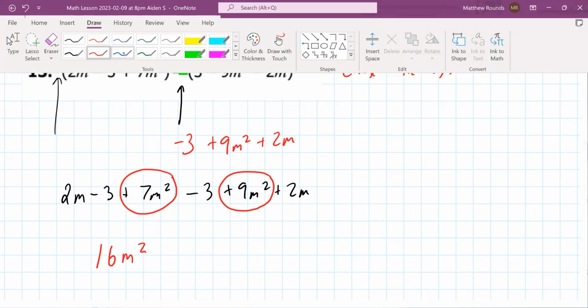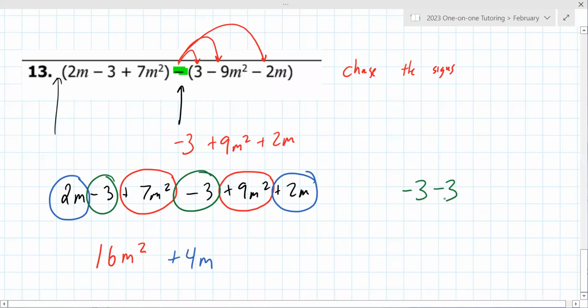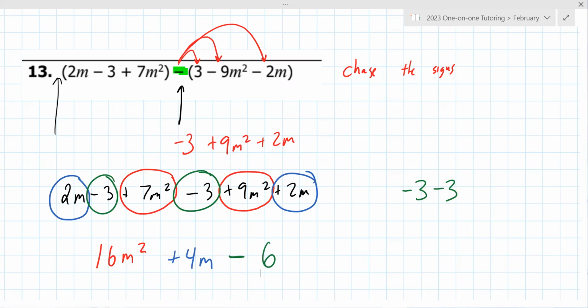Okay. Now you look for the terms with just the power of m, 2m and 2m. That's 4m, good. Then -3, -3. So again, sometimes it's better to write off to the side. They're both negative, which means your answer is negative, and then you add the numbers together. -6. Yes. And that is your final answer.